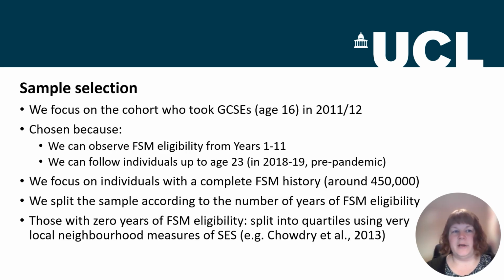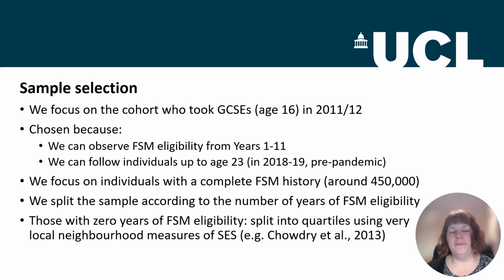So in our study, we're going to be focusing on one particular cohort, which is those who took their GCSEs, the national qualifications taken by most students at the age of 16, in 2011-12. And we chose that because it gives us a good stretch of information both beforehand and afterwards. So in terms of backward-looking information, we're able to track an individual's eligibility for free school meals pretty much all the way through their schooling, from primary through to secondary, so from years 1 to 11.